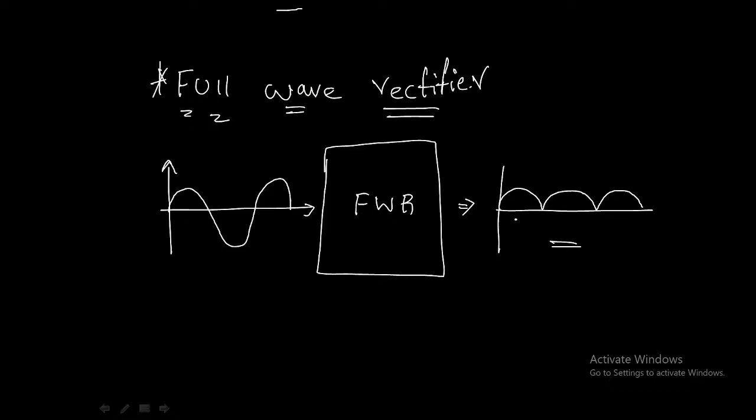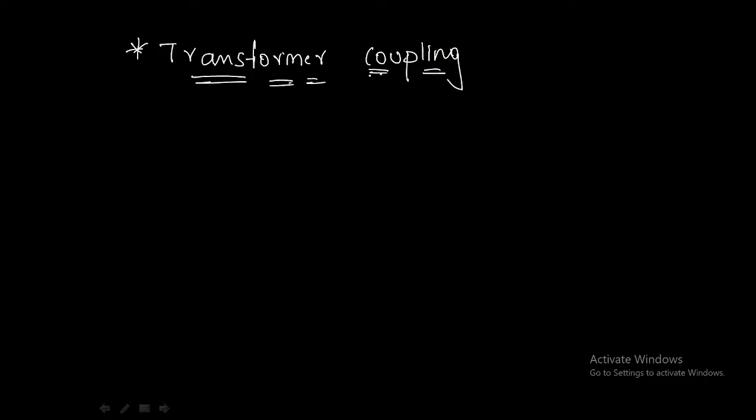Now, before starting with the full wave rectifier, we will see one circuit diagram with a transformer coupling. Let us start with this topic called transformer coupling. What if a circuit consists of this transformer coupling? We will analyze how the voltage behaves, and then we will start with the full wave rectifier.